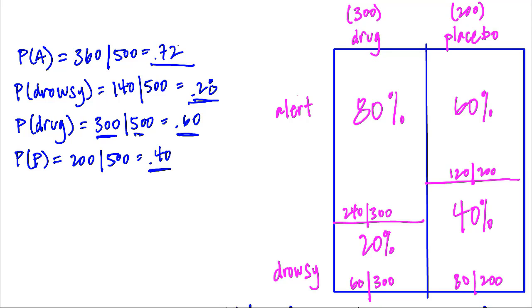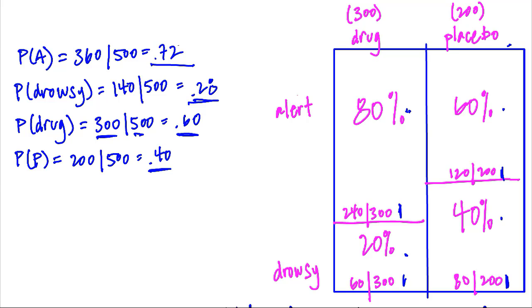All right, then the diagram. It doesn't matter if you have drug and placebo switched or drowsy and alert switched. The important thing is to have drug and placebo at the top of the diagram. So we've got 80% alert and 20% drowsy for people who got the drug. For people who got the placebo, 60% are alert and 40% are drowsy. I just made these numbers up. I don't know what kind of drug this would be, I guess one that makes you slightly more alert than people who got the placebo.